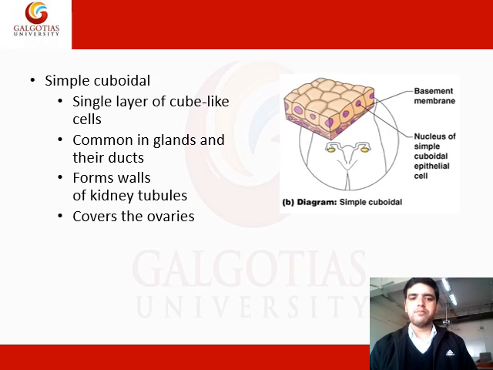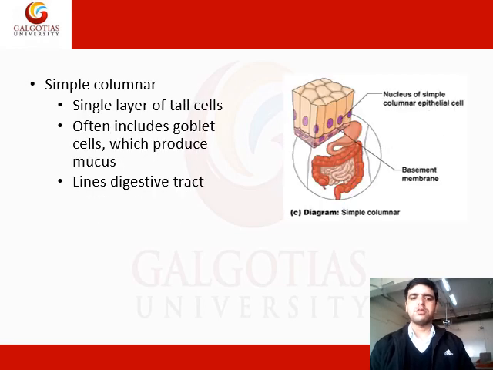Simple cuboidal epithelium is formed by a single layer of cube-like cells. It is common in glands and their ducts. Mostly the glands found in our body have a lining formed by simple cuboidal epithelium. It forms the walls of the kidney tubules and covers the ovaries. The third category is simple columnar epithelium. A single layer of tall cells forms the simple columnar epithelium. It often includes goblet cells, which produce mucus, and apart from that it lines the digestive tract also.